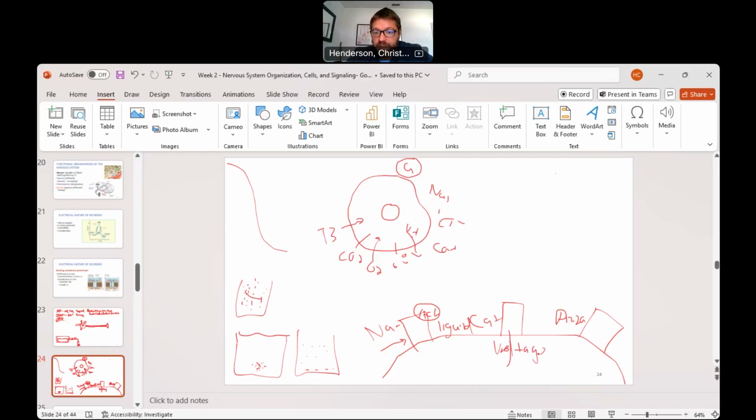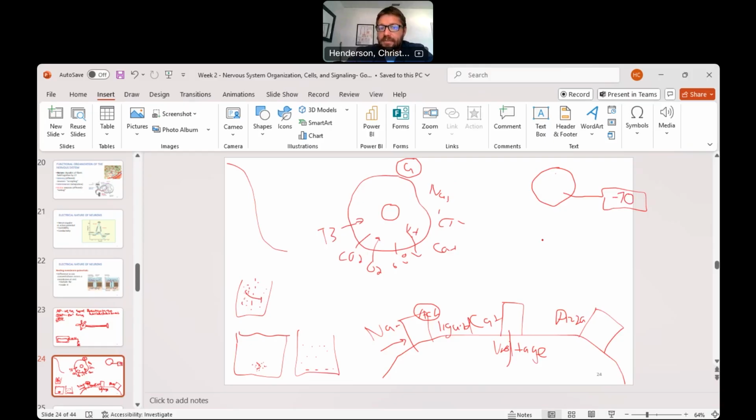Now, voltage-gated channels, what do they do? They open when the voltage inside the cell changes. What does that mean? Well, if you take a cell, like a neuron, and we put a voltmeter into it, we stab it and it measures how negative or positive it is, how many negative versus positive ions there are inside of it. This is going to give us a charge of negative 70.